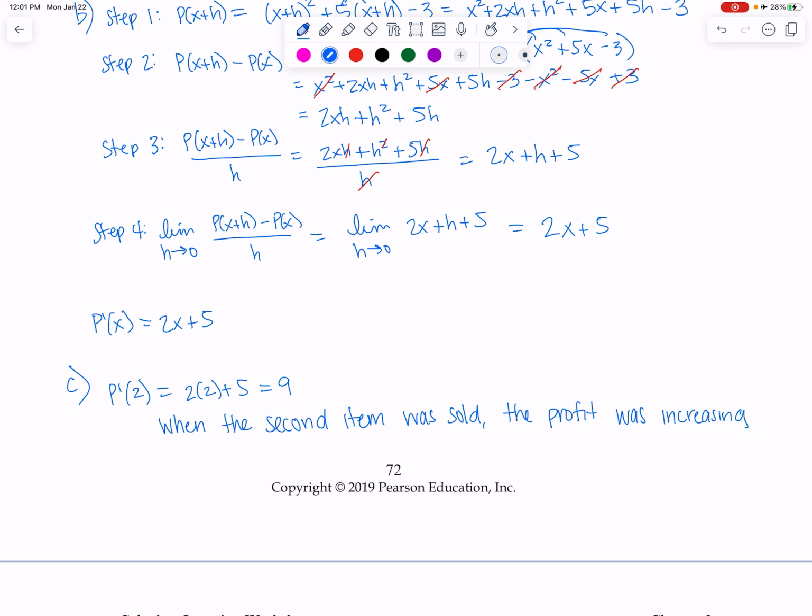Was increasing at a rate of $900 per item. So keep in mind what we're talking about. The 9 is in hundreds of dollars. It's a rate, not a value. So it didn't increase by $900. At the time that we sold the second item, our rate of profit was increasing by $900 per item.